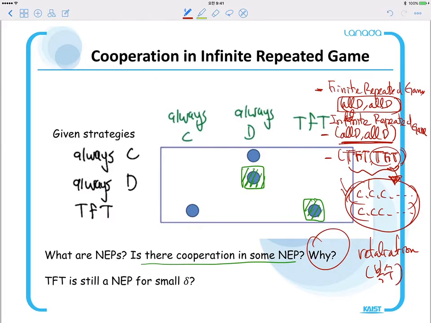Because if I deviate from T4T, for example from C to D, then the T4T strategy has a mechanism that copies the strategy of my opponent, which means that it changes its strategy to D, and then I copy D, then my payoff will be lower than the cooperation. So I'm a little bit scared about my changes, and that's why I'm going to sustain my strategy as cooperation. And that's what is behind the T4T strategy.